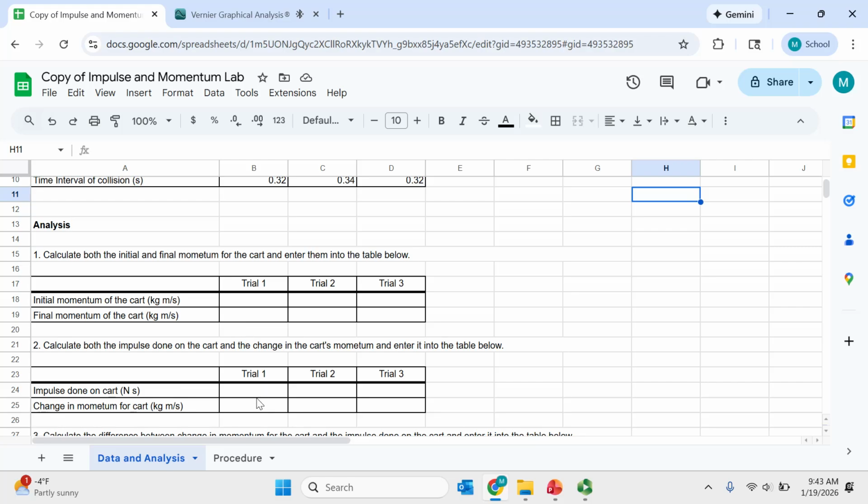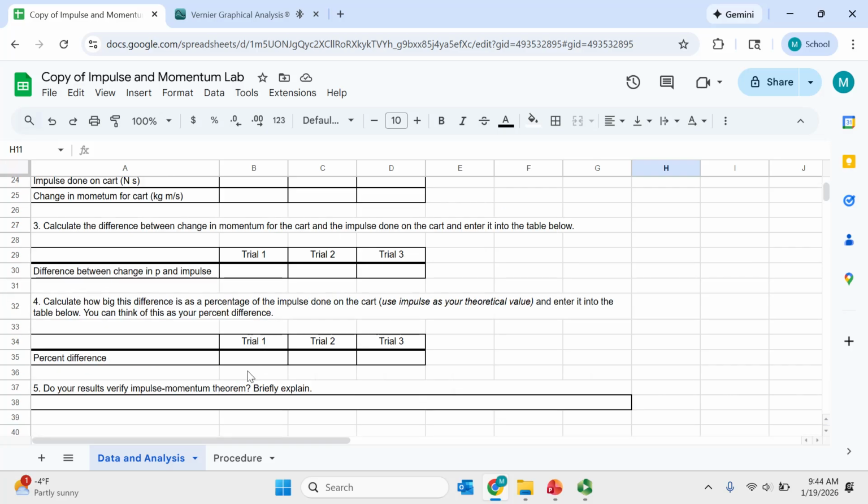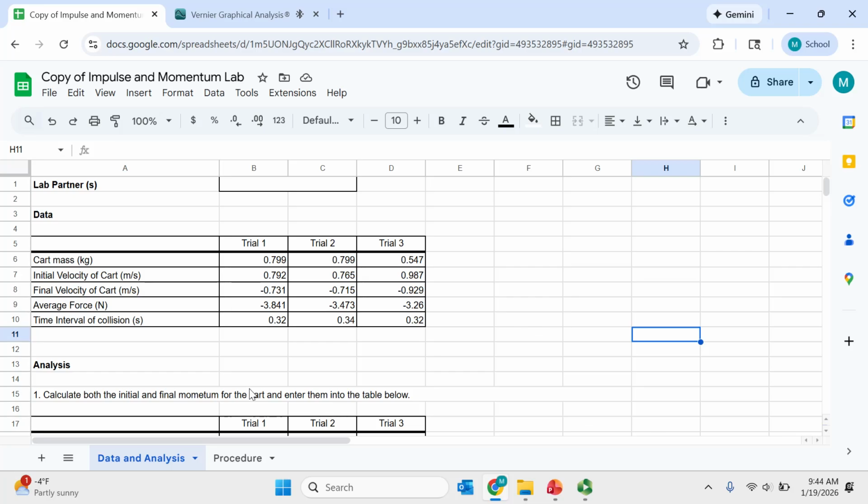The second 2 are impulse and change in the cart's momentum. And then what is the difference between change in momentum and impulse? And then what is the percent difference between change in momentum and impulse? If the impulse momentum theorem is true, this number should be pretty close to 0 down here. I should have no difference between the 2.